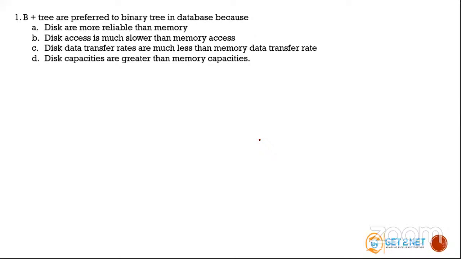B plus trees are preferred to binary trees in databases because: disks are more reliable than memory; disk access is much slower than memory access; disk data transfer rates are much less than memory data transfer rates; disk capacities are greater than memory capacity. Which will be the correct answer, guys?